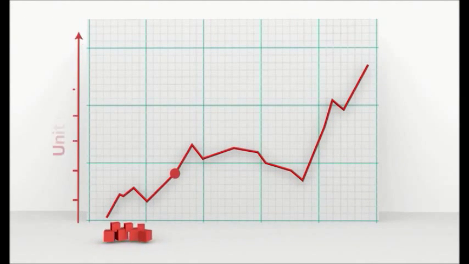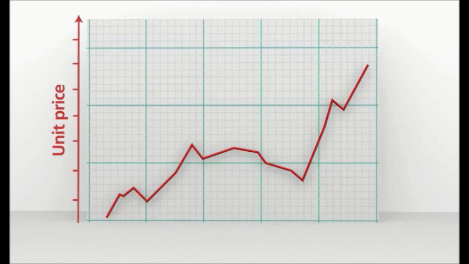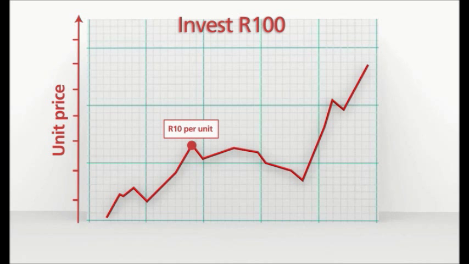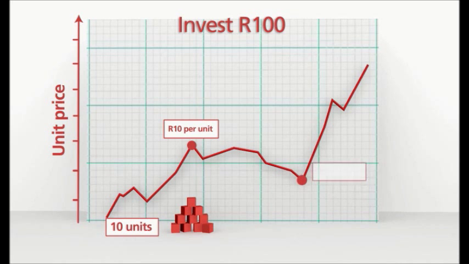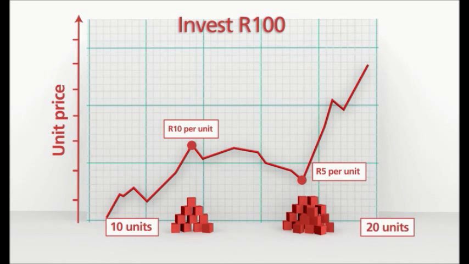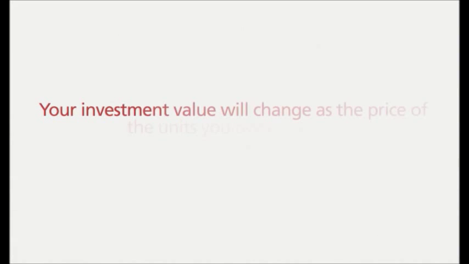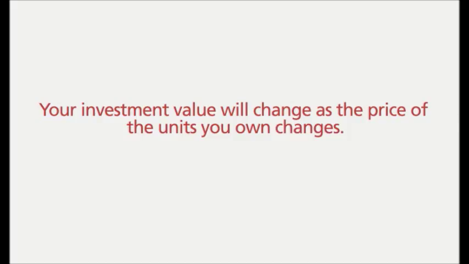When you invest in a unit trust, the number of units you buy depends on the unit price at the time. For example, if you invest 100 Rand and the price of a unit is 10 Rand, you will be able to buy 10 units. If you invest when the unit price is 5 Rand, you will be able to buy 20 units. Once you have bought units, the value of your investment will change as the price of the units you own changes, depending on the value of the underlying assets.